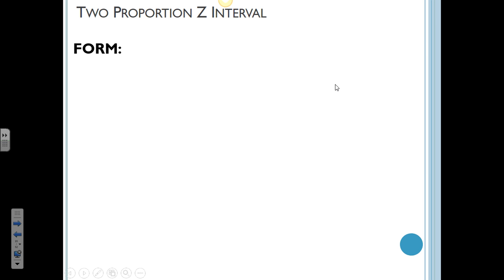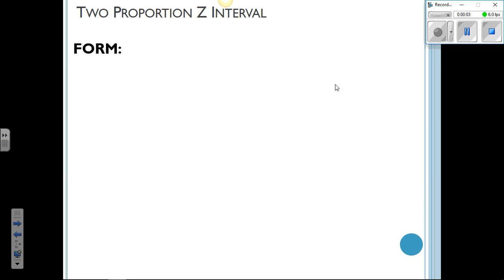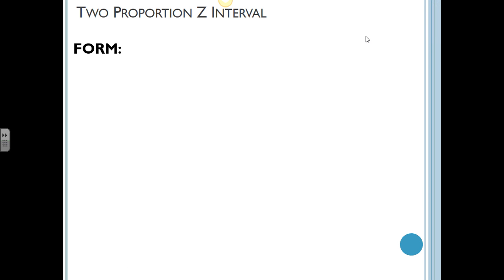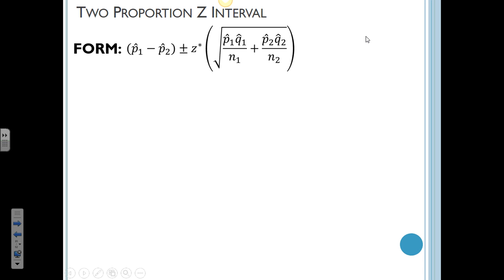Going to talk about the two-proportion z interval. The form here is going to be p hat 1 minus p hat 2 plus or minus z star times square root of p hat 1 q hat 1 over n1 plus p hat 2 q hat 2 over n2. Okay, so this is going to be the form.